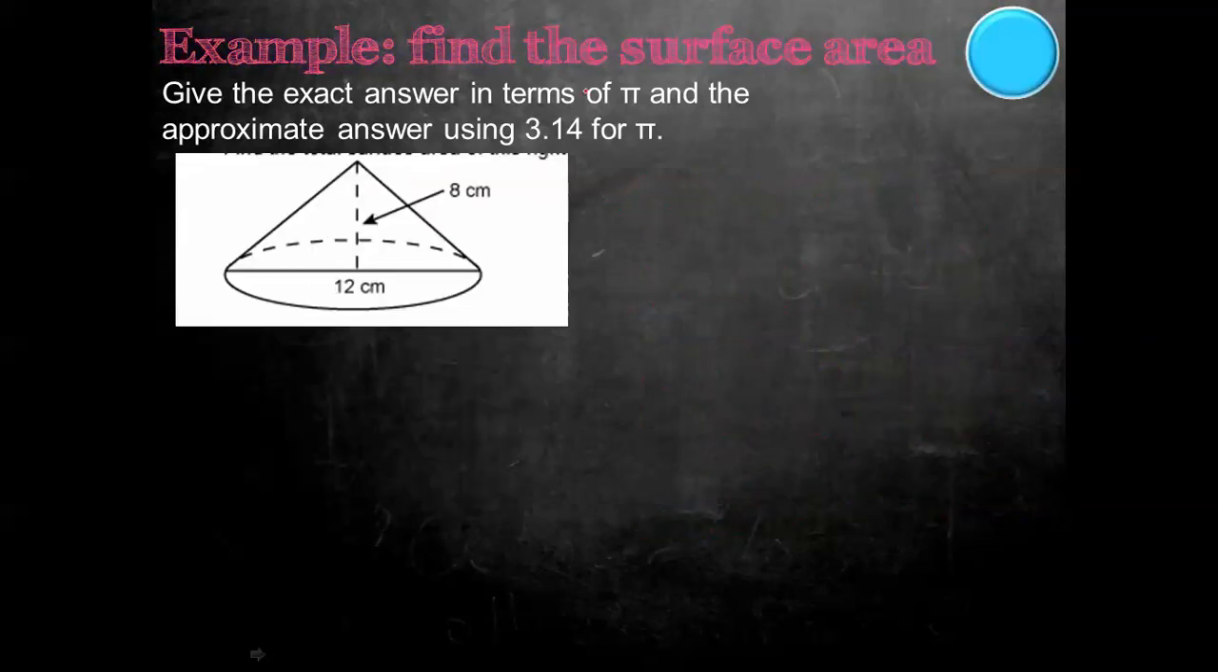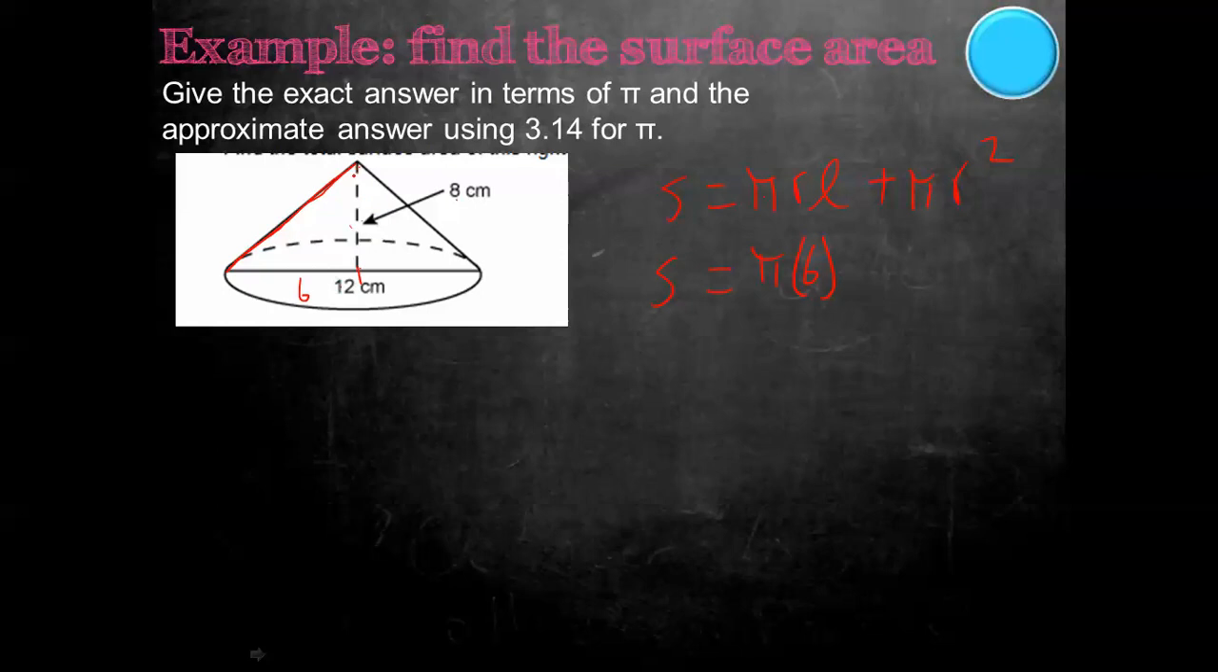Okay, so last one, exact terms in answers of pi and approximate using 3.14. Now if we look here, we have pi r l plus pi r squared. Our radius, they're given a diameter, so half of that would be 6. So we're going to put 6 in here for the radius. L is going to be the slant height. Now if we look here, they haven't given us the slant height, have they? What they have given us is the altitude, right? We see that that's 8.